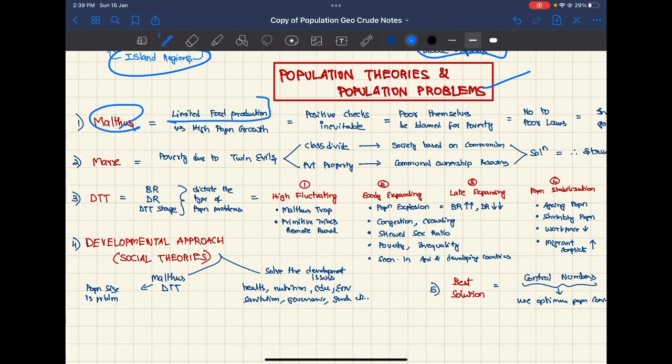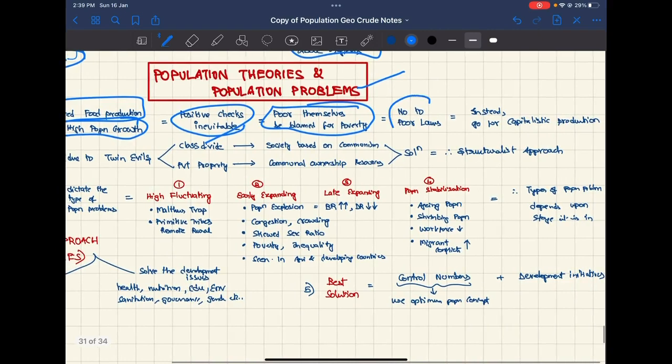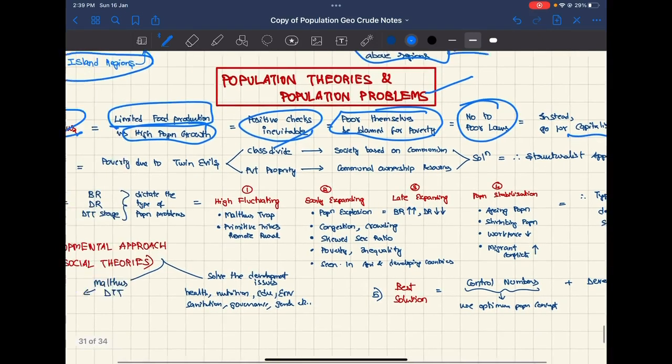Malthus said limited food production and high population growth will lead to population collapse. Therefore, positive checks are inevitable. The poor themselves are to be blamed for poverty. He said no to poor laws, instead go for capitalistic protection.